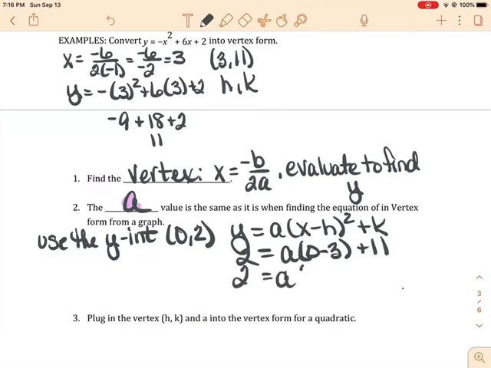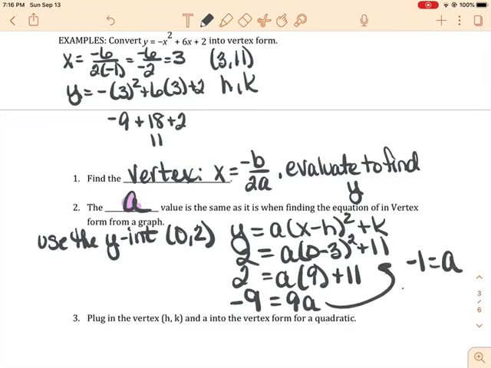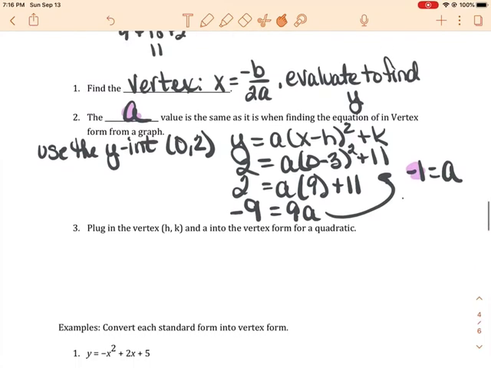Now I'm going to just do math. 2 equals a times (0 minus 3) squared plus 11. 0 minus 3 is negative 3. Negative 3 squared is 9, so 9a plus 11. Okay, subtract 11. We're going to get negative 9 equals 9a. Divide by 9. Negative 1 is equal to a. Well, look at that. This is the same as that. Is that going to happen all the time? I think so. In fact, I'm pretty sure, but let's do a couple just to prove to ourselves.